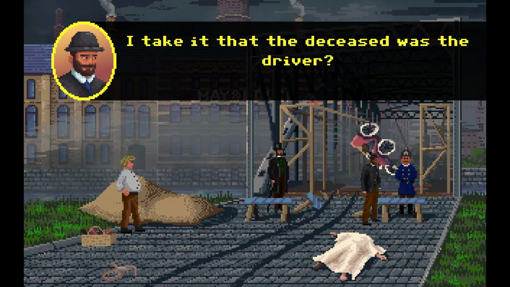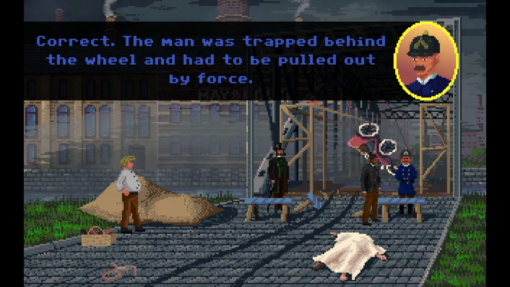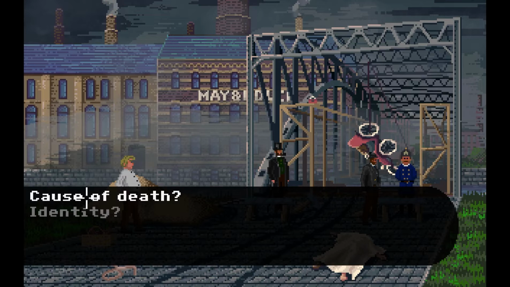Ich nehme an, dass es sich bei der Leiche um den Fahrer handelt. Richtig. Der Mann war hinter seinem Steuer eingeklemmt und musste mit Gewalt herausgezogen werden.